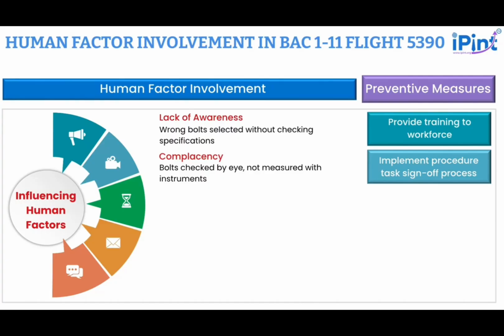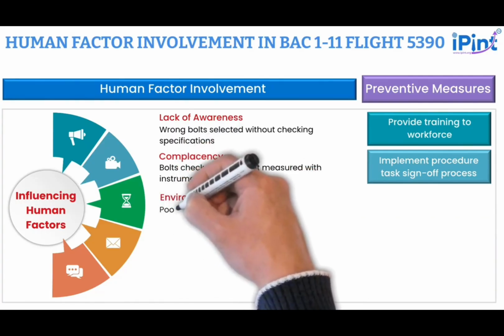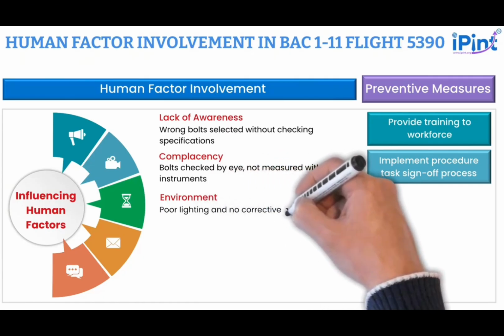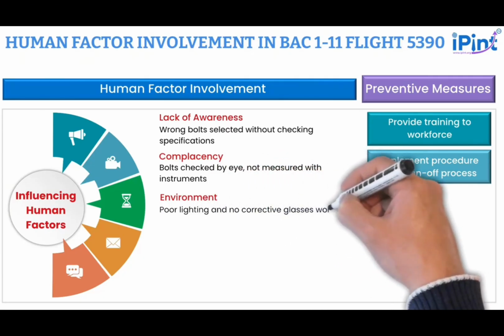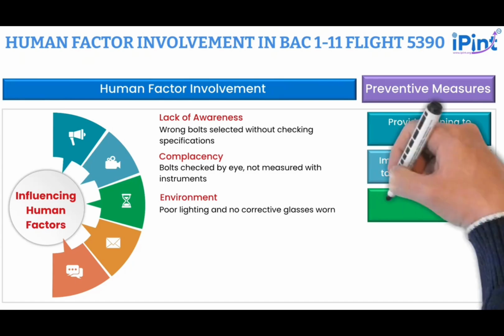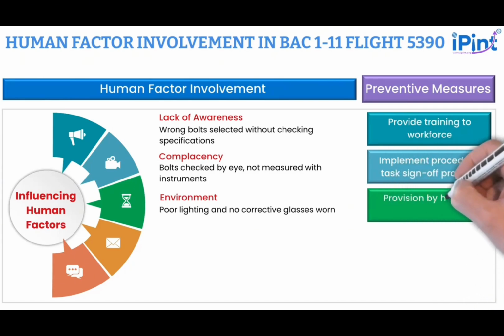Number 3, environment. The work was carried out in poor lighting and the technician wasn't wearing corrective glasses. Ask yourself, how can anyone be expected to identify a 0.66 mm difference in bolt diameter in the dark without the right eyewear? The environment set this person up to fail. The solution is regular safety audits to make sure the working environment meets the standard required for the task being performed.